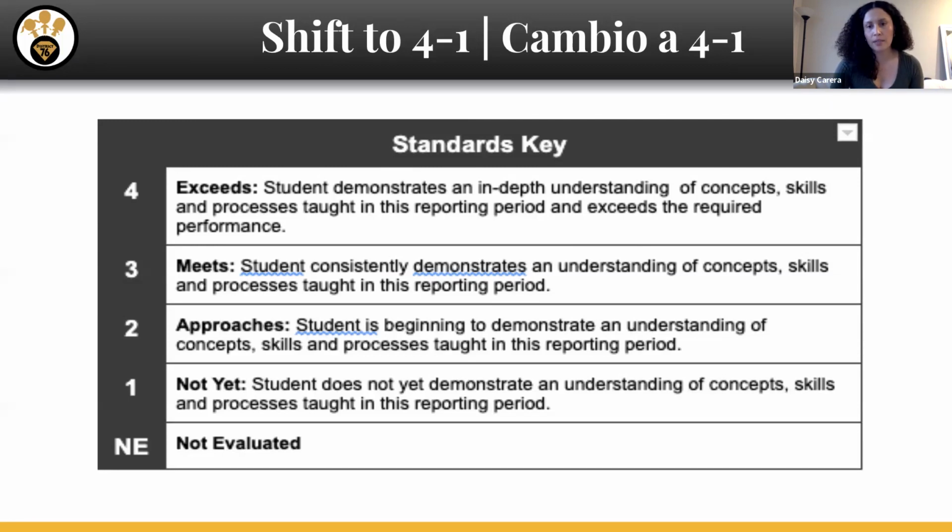All right, and just one last thing I want to mention there, Daisy, is the last category is not evaluated. And so there are certain times where a child will not be evaluated in relation to a specific standard or priority standard. And so in those instances, if in one trimester a child is not evaluated based on one of those standards, the teacher will just simply report not evaluated.